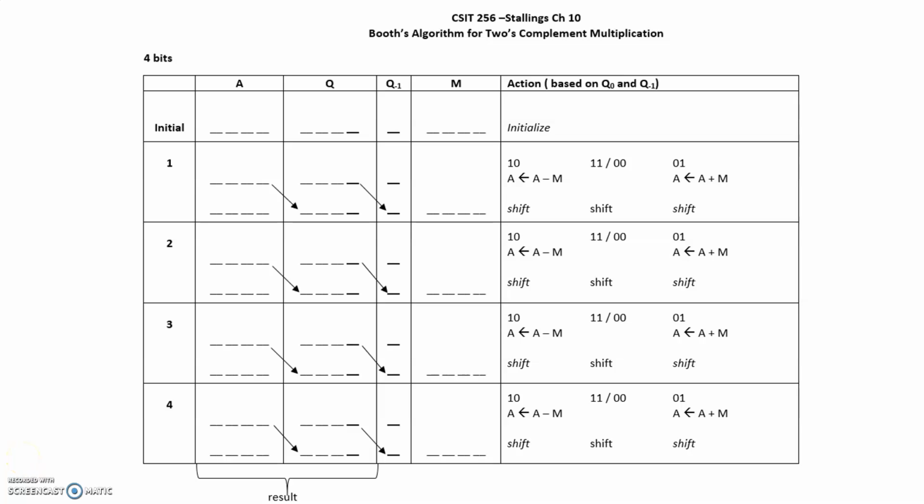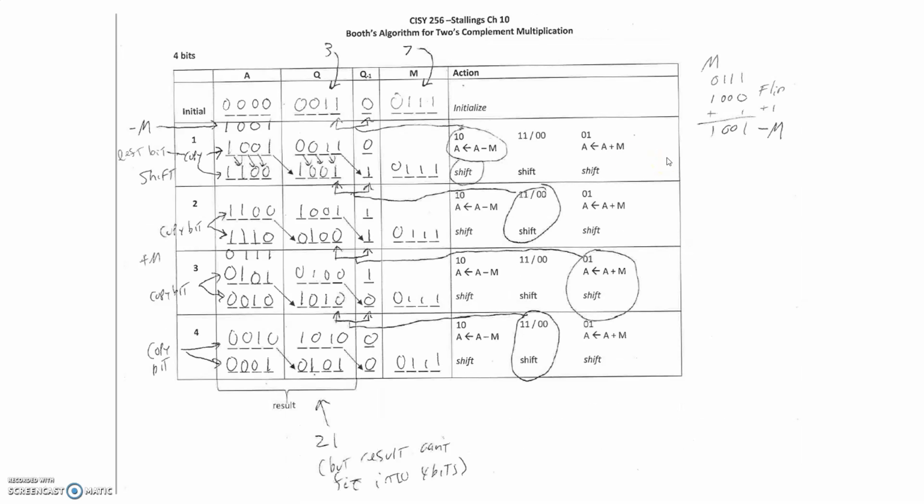Okay, this is a draft. I don't know if it's going to see the light of day, but if I go to the prior slide, this is something that's in the notes showing how 3 and 7 can be multiplied using Booth's algorithm.